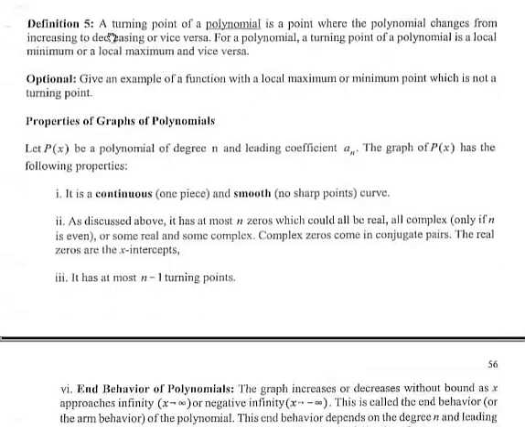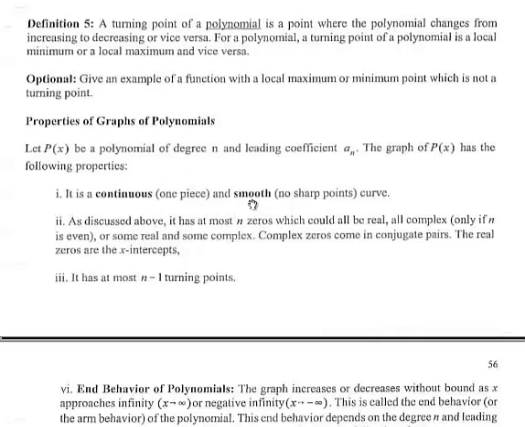We run into a definition. Definition 5 states that a turning point of a polynomial is a point where the polynomial changes from increasing to decreasing or vice versa. So we're really looking at maximum and minimum, local that is. Next we have properties of graphs of polynomials. It reads, p of x be a polynomial, degree n, leading coefficient a n. The graph of p of x has the following properties.